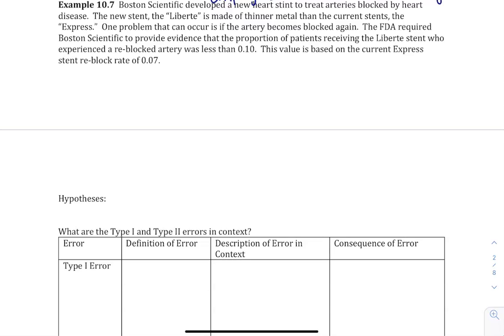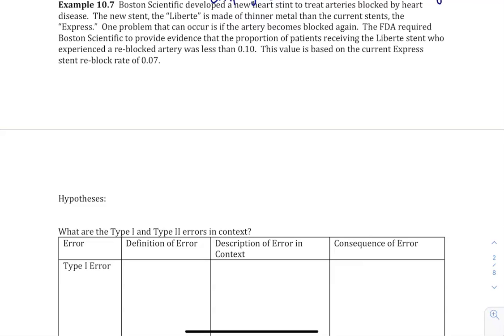So basically the FDA is saying, hey, we're not going to approve this alternative unless you can prove that it is no worse than what we have right now. They give them a little wiggle room here, let it go up to 0.1, but that's not a huge difference. If this stent was not effective with preventing reblocks, then it's not going to get approved.